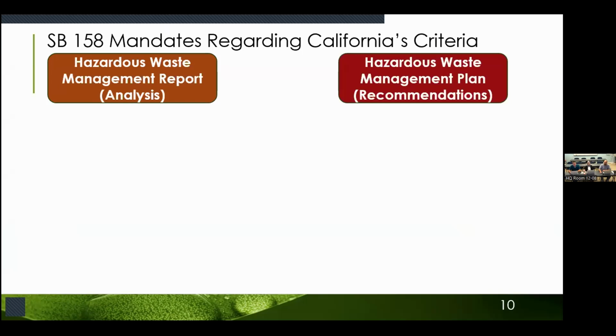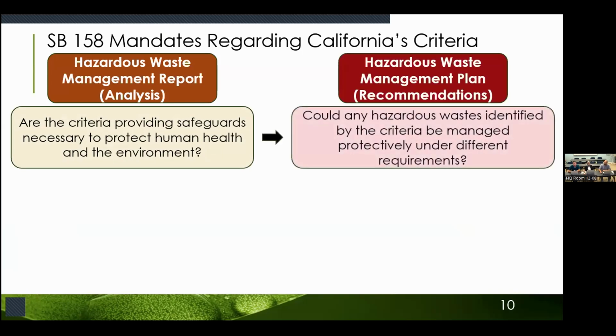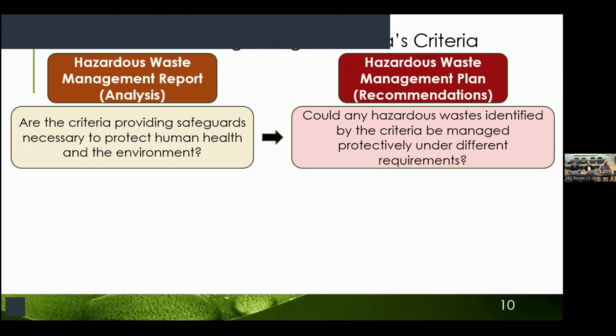With that said, DTSC is required to assess whether our criteria, which are more expansive than the minimum standards of the federal system, are providing necessary and effective protection for the people of California and its environment. DTSC is to use that analysis to inform recommendations regarding waste that are hazardous only in California, which may be managed under different standards while still protecting human health and the environment, or which may need to be managed under stricter standards in order to be protective.